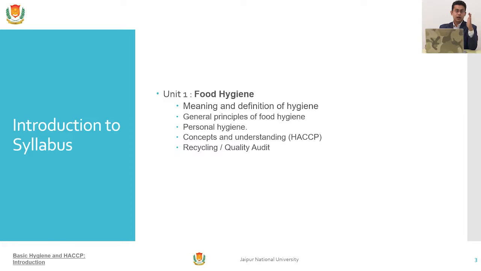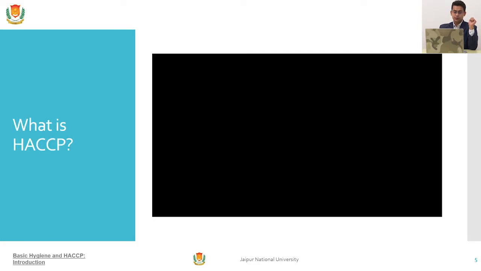We all understand how to do things right, but do we do things right? And who's there to make sure that these things are done correctly? So this is where the quality audit comes in place. Now, let's take a look at a small video on HACCP.